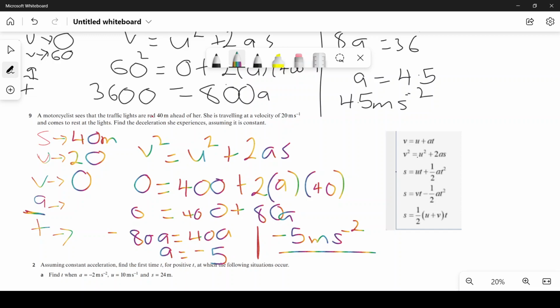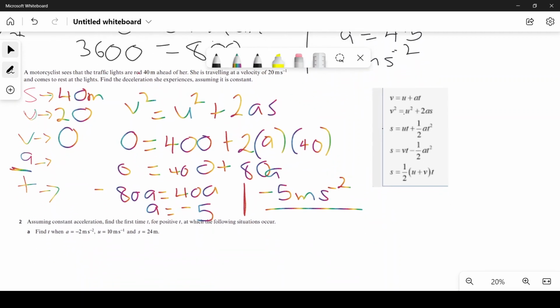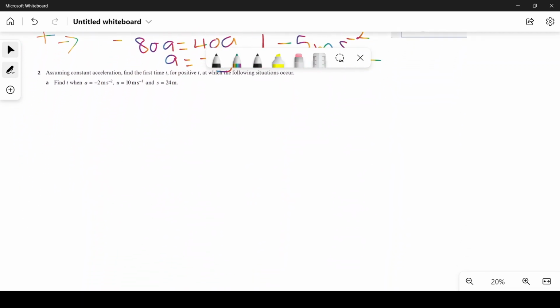So yeah, that's it. Assuming constant acceleration, find the time for positive t at which the following situations occur. So for this question, they're asking for time, and there we're going to have to use a different formula. Let's just try it out, but we'll tackle that in a different video. Let's see. So assuming constant acceleration, find the first time for positive t. So let's write this down. Let's write SUVAT.